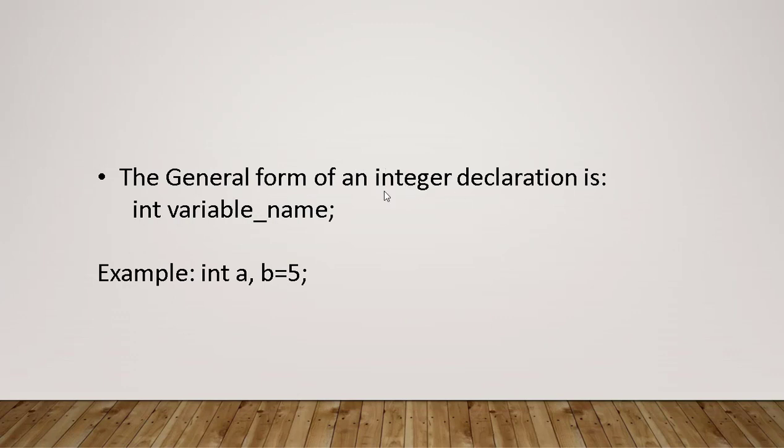Now the syntax for integer declaration, or the general form of writing an integer. First you write int, which is the data type, and then the variable name. First you have to write the keyword int, in small letters, then the variable name, and then put a semicolon. You can see an example over here: int b = 5. Here we are initializing the value 5 to b. So 5 has been assigned to b. This is how we initialize a value to a variable, and then we put a semicolon. This is an example of integer declaration.